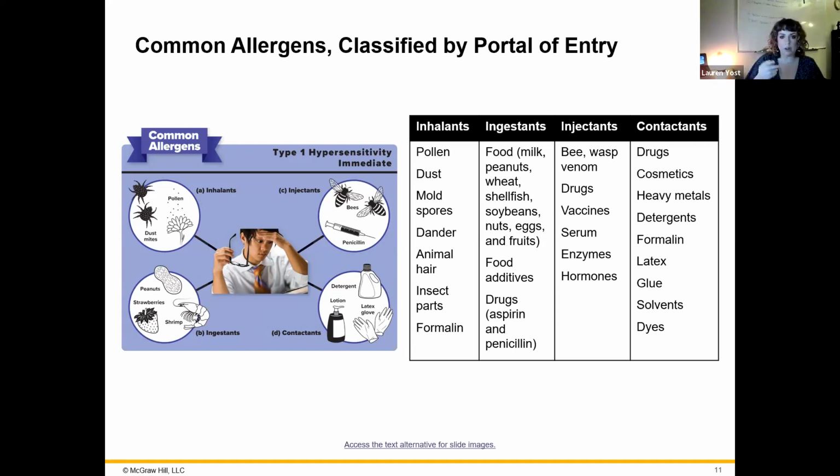Allergens. I would know about the different portals of entry and be able to recognize which one belongs to what portal, right? So if I were to ask you guys, what's the portal of entry for pollen, then you guys would know that it's an inhalant. Okay, so be aware of these. I'm not going to go through the whole list, but most of them are pretty straightforward. But I would be aware of the fact that bee venom or wasp venom falls under injectant.